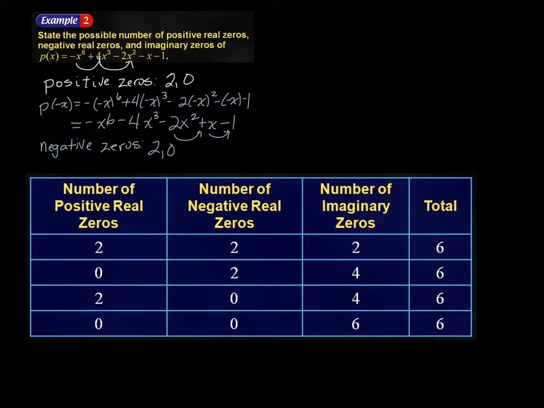Now we don't have a handy sign rule for the imaginary numbers because there's no way to make p of i or whatever. So they made a chart. If I have the highest number of positive and the highest number of negative, 2 and 2 leaves 2 imaginary to get a total of 6. But wait, I could have only 0 positive, 2 negative, that makes 4 imaginary to get a total of 6. Or 2 positive, no negative, 4 imaginary and 6. Or none, none, and all 6 are imaginary.